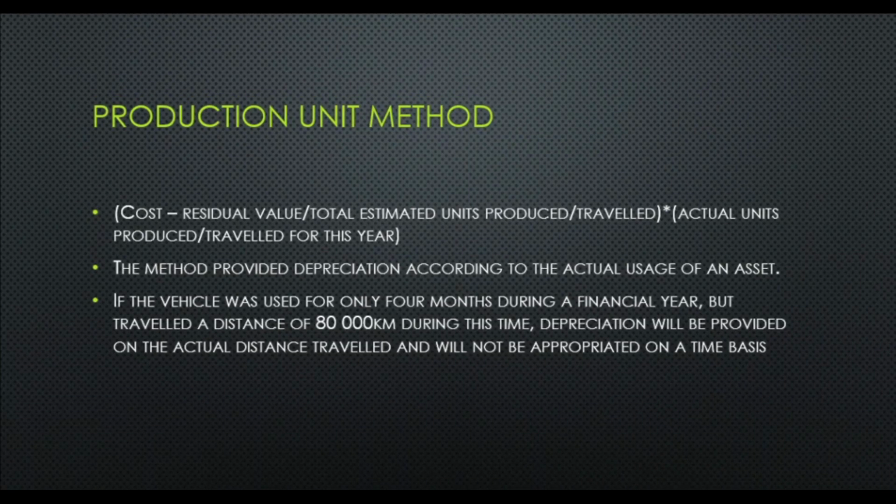So now we are looking at production unit method. The formula for it: cost less residual value if we're given, divided by the total estimated units produced or travelled, times the actual units produced or travelled for this particular year. The method provides depreciation according to the actual usage of an asset. If the vehicle was used for only 4 months during a financial year, but travelled a distance of 80,000 kilometers during this time, depreciation will be provided on the actual distance travelled and it will not be apportioned on a time basis.